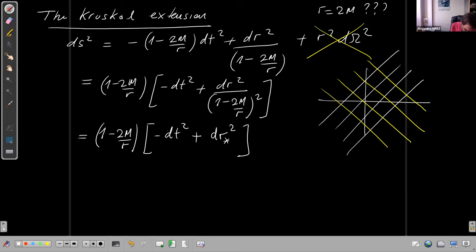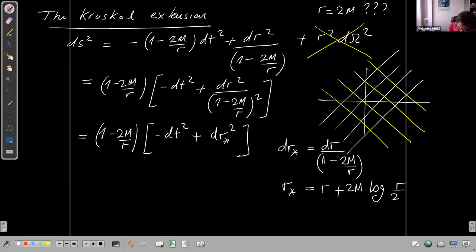If we introduce a new coordinate where dr star is given by dr over 1 minus 2m over r, this coordinate is called the tortoise coordinate. You can integrate this, and if you set the integration constants appropriately, you find the customary expression, which is r plus 2m log of r over 2m minus 1. Now, in these new coordinates, the metric is, as advertised, conformally flat. And so now we know what the next step is.